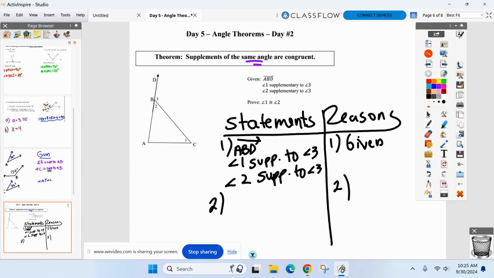All right. So I know 1 and 3 are supplementary. 2 and 3 are supplementary. I know what comes out of your mouth right now is, 1 and 2 are supplementary. No. We just went over that whole example. What do I know about angles 1 and 2?